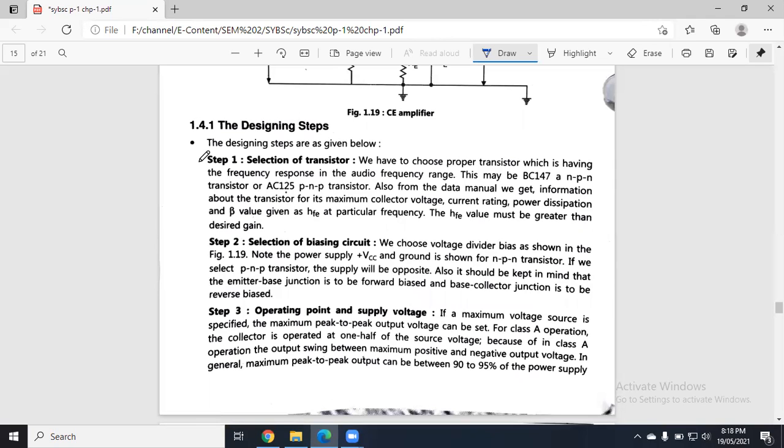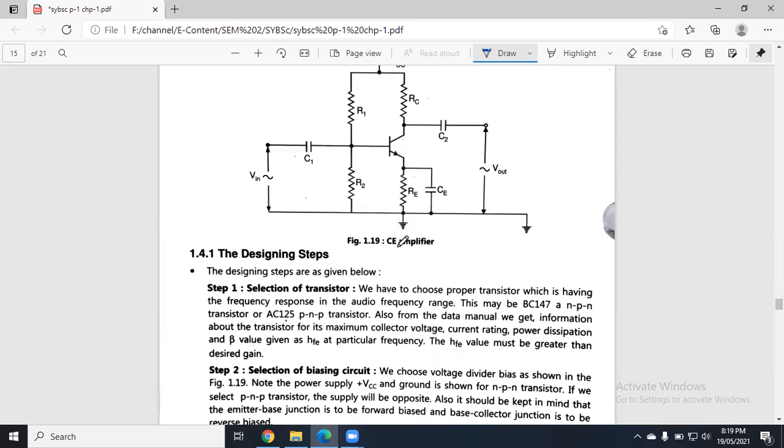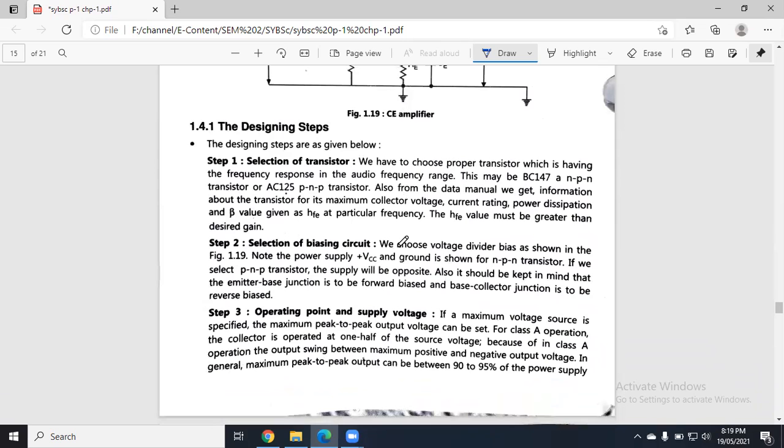The second step is selecting a biasing circuit. There are different types of biasing available. Here in this case, we are using a voltage divider bias, as shown in the figure. I have already shown you how the voltage divider bias works. This is R1, this is R2, and whatever is the output of this voltage divider is given to the base of the transistor. So voltage divider biasing is used in this kind of amplification circuit.